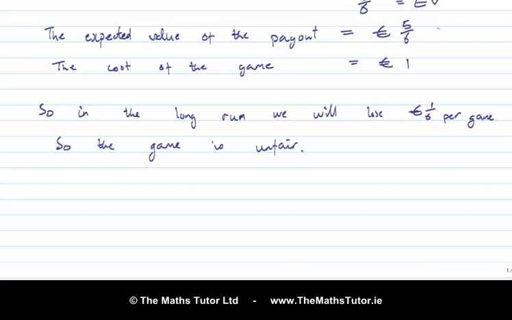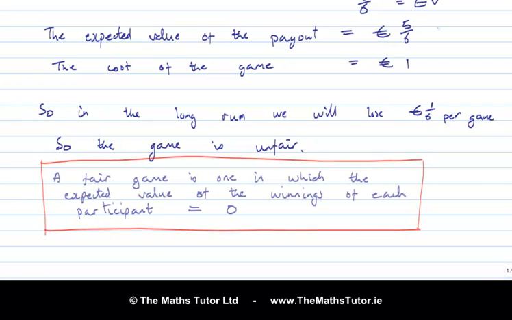In general, a fair game is one in which the expected winnings of each participant is 0. In other words, in the long run, each participant expects neither to win nor lose. And if a game is not fair, then we say it's an unfair game. Okay, let's look at another example.